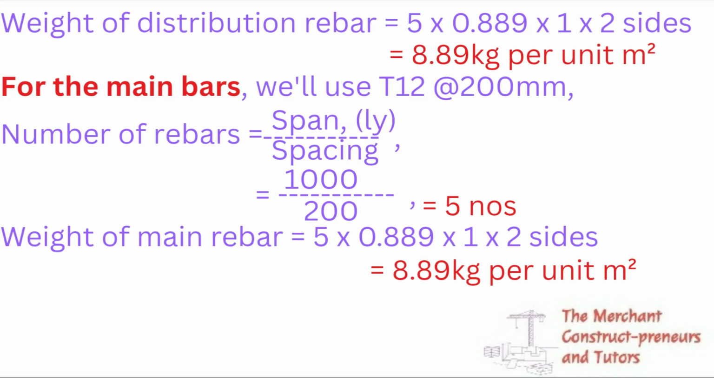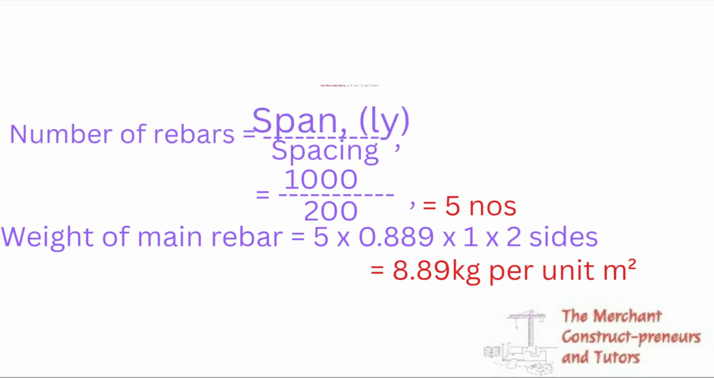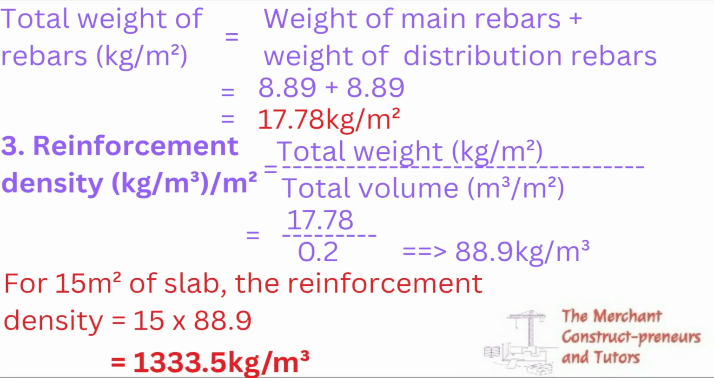For the main reinforcement, we are doing the same thing. T12 rebar at 200 is required. So number of rebars will now be span divided by spacing. It is still 1 meter. So 1 meter divided by 200 spacing will give you 5 numbers for the main reinforcement. So the weight of the main reinforcement will now be the 5 numbers multiplied by weight per meter multiplied by 1, which is the span, then 2 sides, since the slab, we are considering it as doubly reinforced slab. So we have 8.89 kilogram per square meter, right?